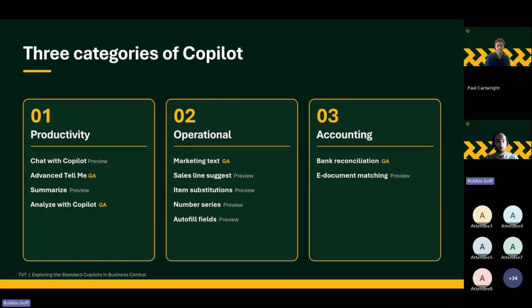We have categorized all of this Copilot functionality into 3 categories. We've got productivity, operational stuff, and accounting. And we will start with productivity.